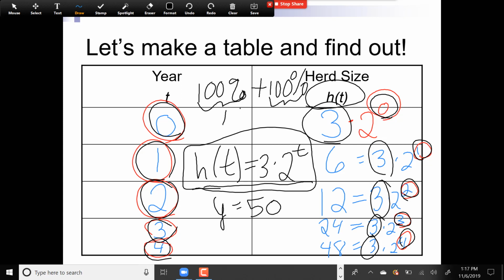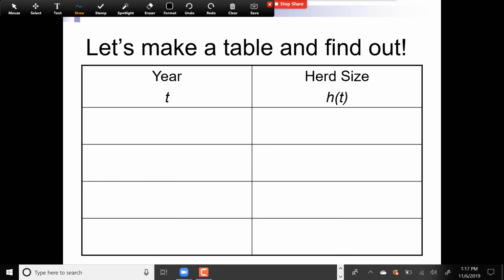You always have 100% of what you had before, plus whatever it's growing by. As a decimal, that would be 1 plus 1, which is the 2, which is the growth factor that we have in our equation. Now, let's summarize our equation, and then we'll go to Desmos and see when we hit 50.